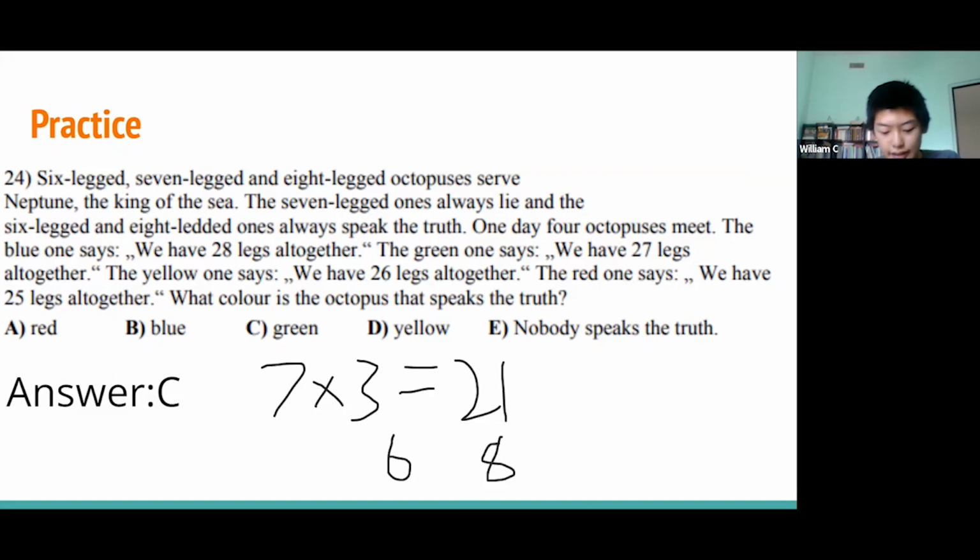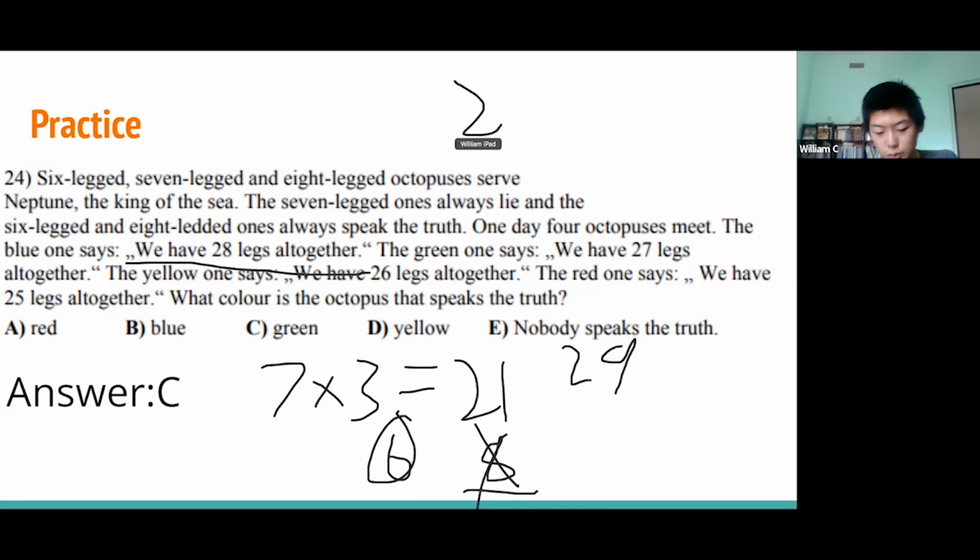You see that if there's 8 legs, then the sum is 29, which is greater than the biggest one, 28. Therefore, he can't have 8 legs. So the one telling the truth has 6 legs. So the sum is 21 plus 6 equals 27. Therefore, the green one is telling the truth.